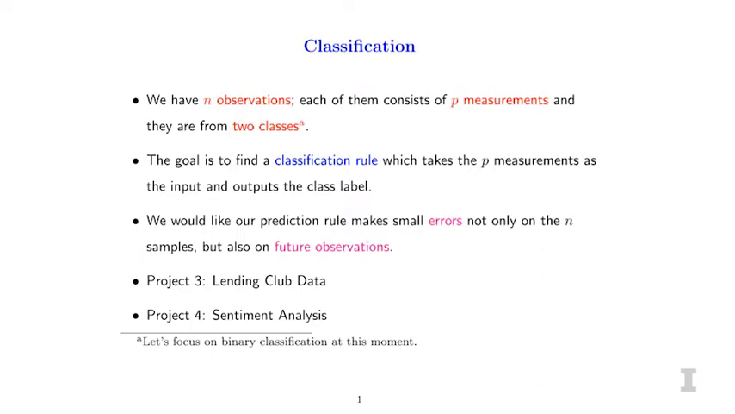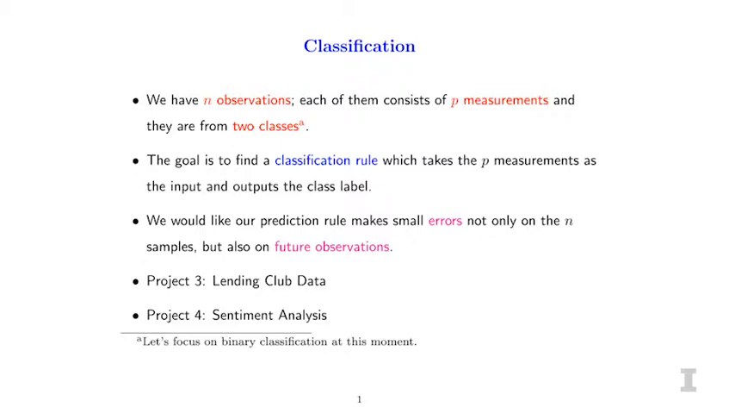In the next couple of weeks, we will switch gear and talk about classification problems. And what is a classification problem? We have n observations. Each of them consists of p measurements or p features, and they are from two classes. This is different from regression problems where the target we aim to predict is a numerical outcome. But in classification problems, the target we aim to predict are class labels. And for simplicity, let's assume only binary classes.